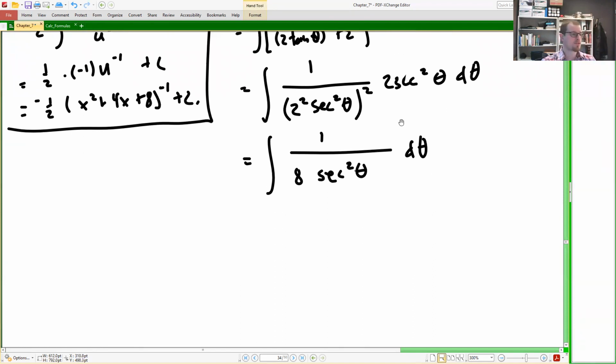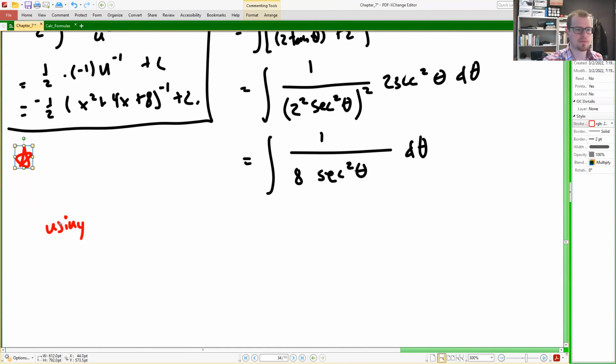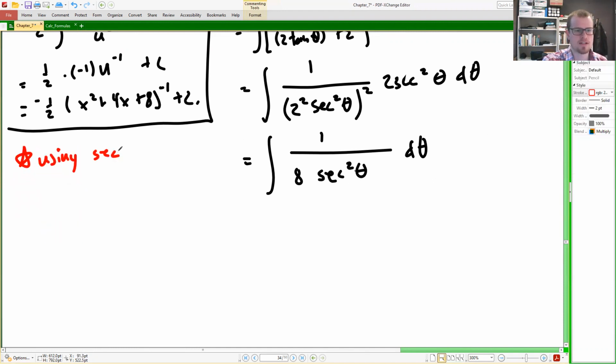Now what I'm going to do is rely on a little bit of background work that we've done. We've already performed this integral in a previous example. So just to save a little bit of time, actually here, let me write this up a little bit further. Using that secant theta is equal to 1 over cosine theta, this integral becomes 1/8 times the integral of 1 over cosine squared. And the integral of cosine squared is what we then found.